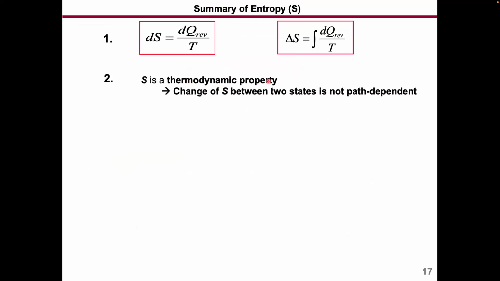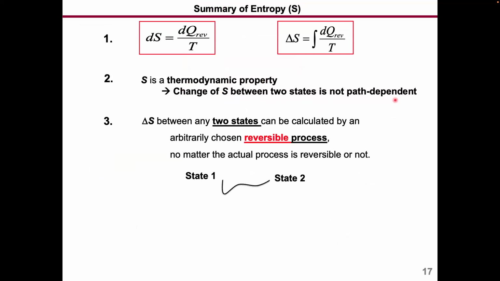Just to quickly summarize, dS is dq divided by T. Entropy is a thermodynamic property. Change of S between two states is not path dependent, right? That's a characteristic of a thermodynamic property. And then delta S between any two states can be calculated by an arbitrarily chosen reversible process. Since it's not path dependent, you can assign a reversible process, no matter whether the actual process is reversible or not. So going from state 1 to state 2, the entropy change doesn't depend on the actual process, but you can just pick a reversible process.